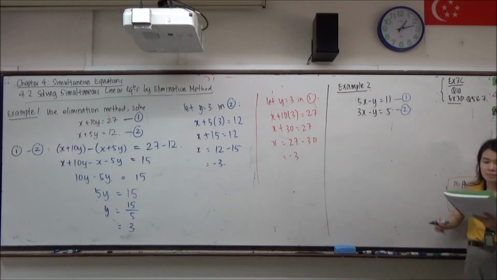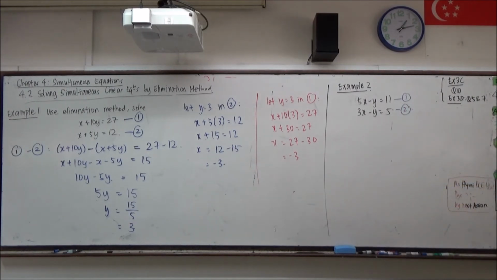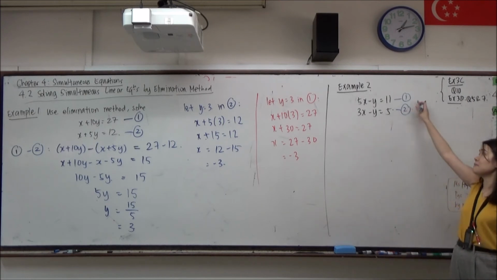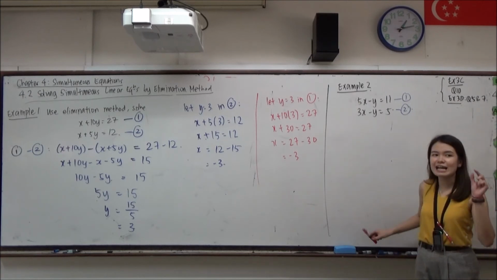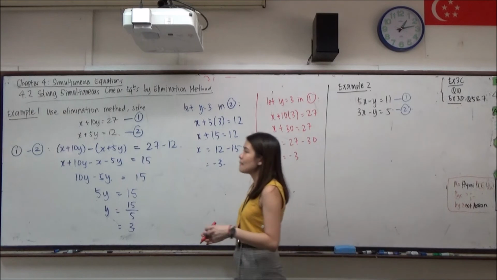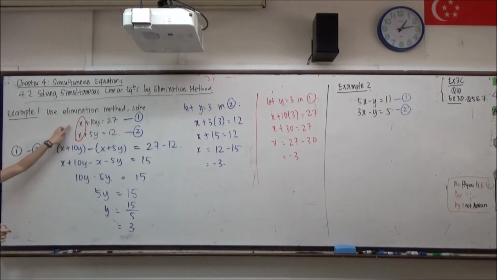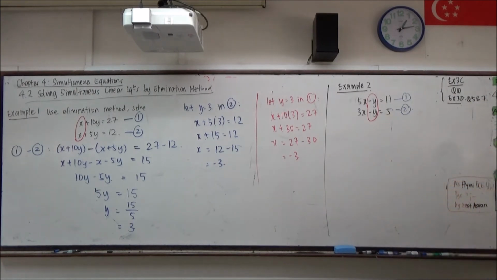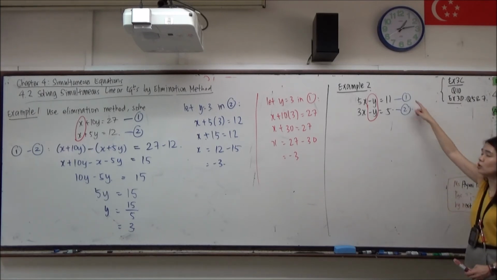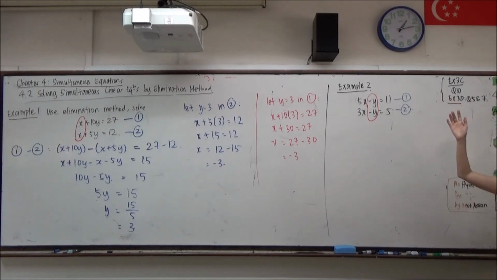Okay, next we look at example 2. We have these two equations over here. Same thing, I label 1 and 2. We notice that this is slightly different. In example 1, we have x to both be positive x, and then we minus them out. Over here, we have negative y and negative y. Can we still do this elimination, where I take equation 1 minus equation 2? How many of you think that I can still do equation 1 minus equation 2? Who thinks cannot?